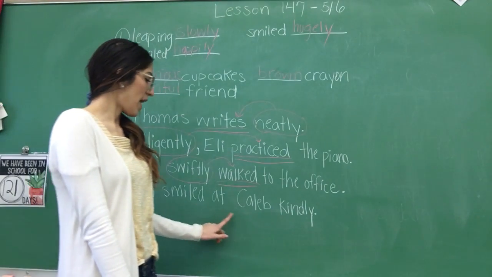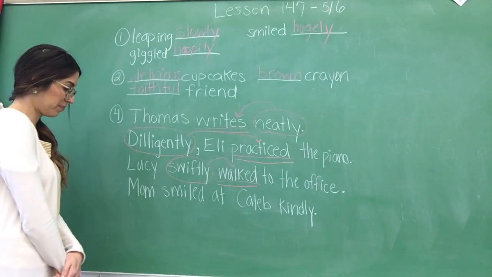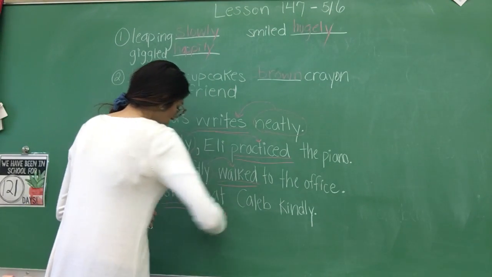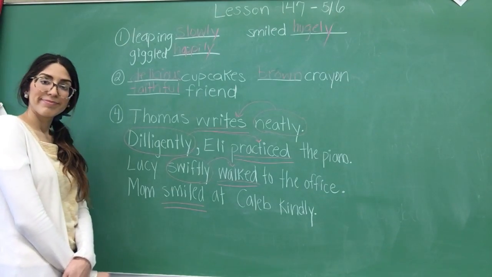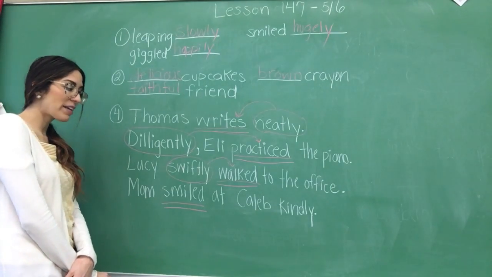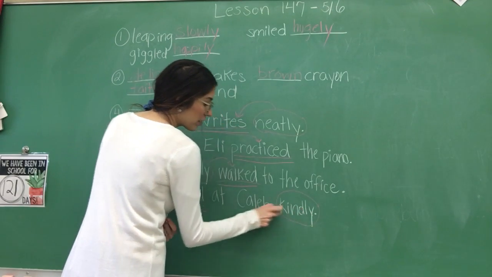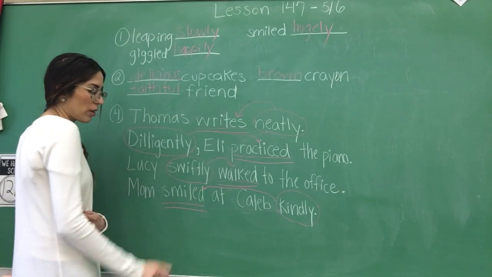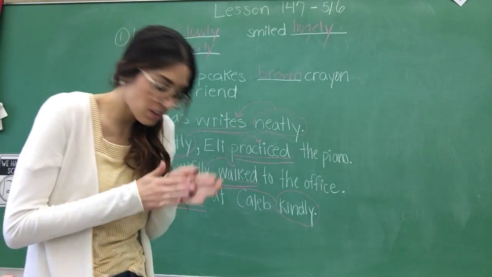Last sentence. Mom smiled at Caleb kindly. What's my verb? Smiled, very good. Underline that 2 times. What's my adverb? How did Mom smile? Kindly, that's right. And adverbs end in ly, so we're going to draw the arrow to the verb it describes. And that is marking our sentences. So easy, right? 2nd grade.